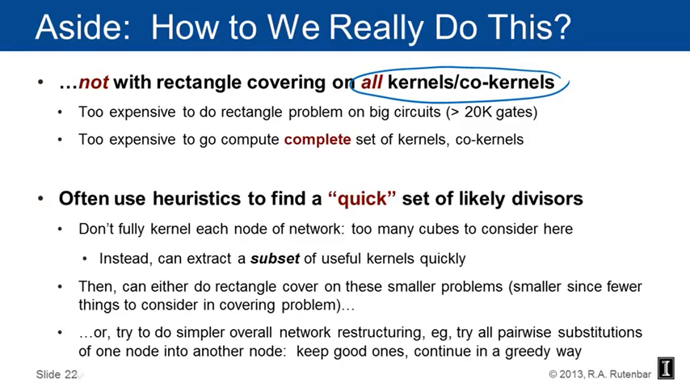So, nevertheless, we can still use all of the ideas that we've seen so far, and what people often do is they use heuristics to find a quick set of likely divisors. So instead of fully kerneling every node in the network, because there's just too many cubes, there's actually some tricks to extract a subset of the useful kernels quickly. Roughly speaking, you don't search really deep in the kernel hierarchy. You just find some quick kernels to pull them out, and then you try to use those. And then you can either do the rectangle cover on these smaller problems, and they're smaller just because you got fewer things to build the matrices, or you can try to do something even simpler in the overall network restructuring. For example, you can try all pairwise substitutions of one node substitute into another. You can just keep the ones you find.